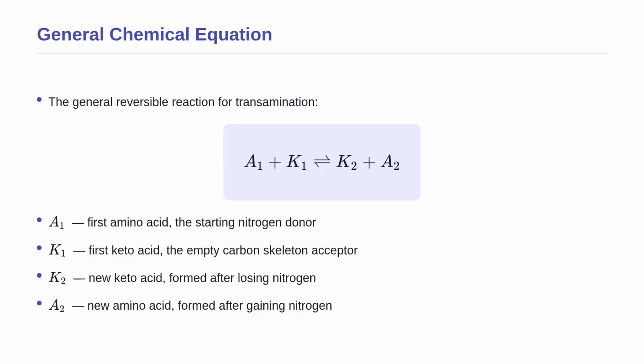When the reaction moves forward, the amino group is transferred, creating K2, the new keto acid, and A2, the brand new amino acid. The double arrows indicate this reaction is completely reversible. If the concentration of the starting materials increases, the reaction pushes forward. Conversely, if the products build up too much, it flows backward to restore chemical balance.